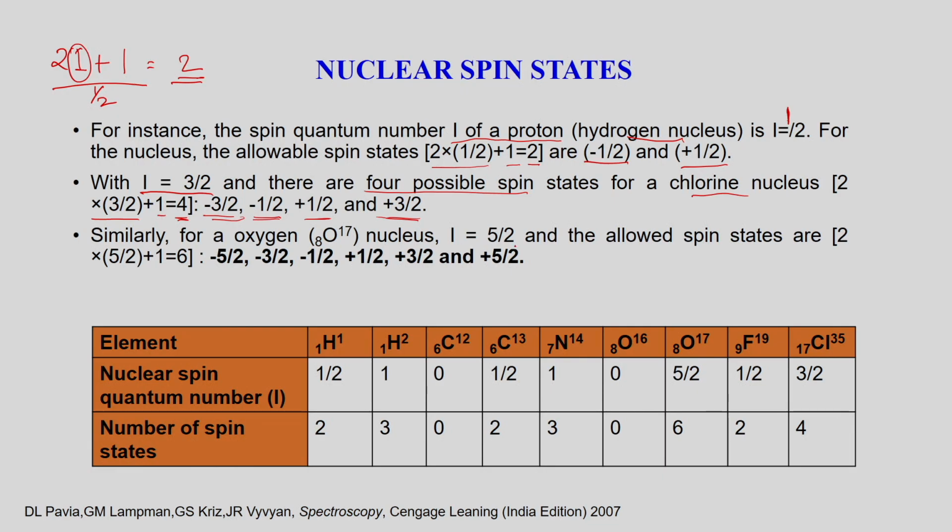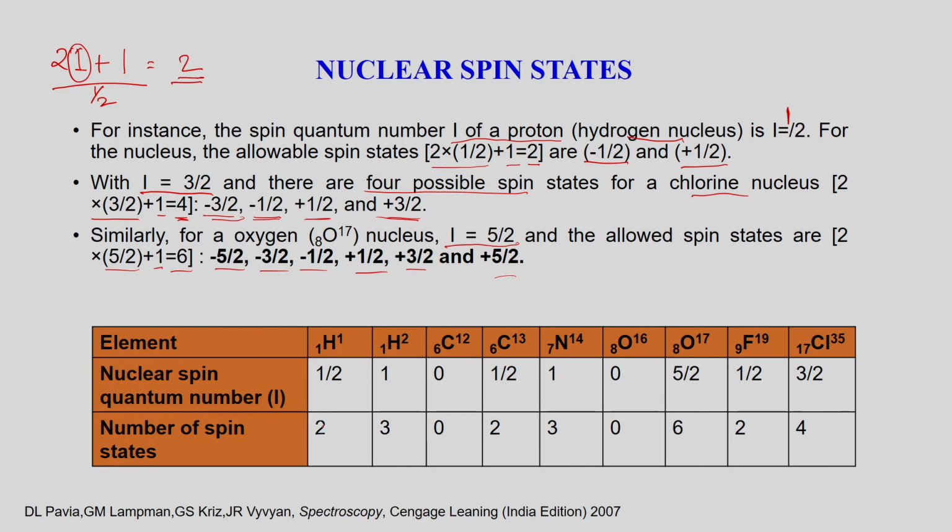Similarly, for oxygen, I is 5 by 2 and the allowable spin states are 2 into 5 by 2 plus 1, which is 6. Again the same thing, 2I plus 1, how many states? 6. So, you keep on writing, you will get the different states here, 6 states.